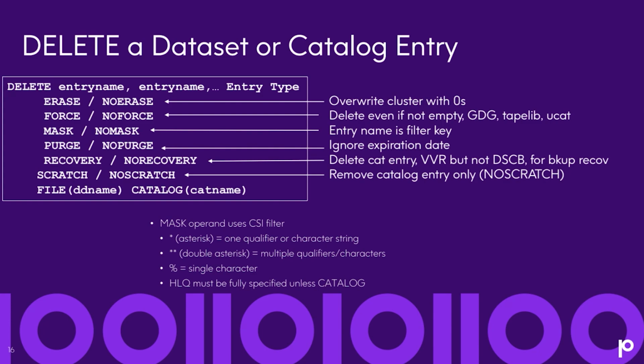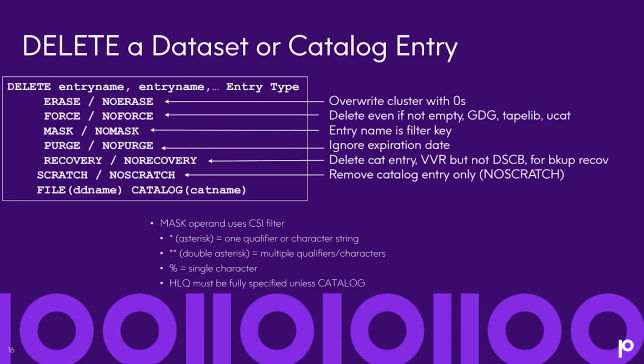There's a force or no force operand saying I'm going to delete a data set or delete a type of catalog entry, perhaps a GDG, perhaps a user catalog, some large type of entry, perhaps a tape library. It might not be empty. Maybe there are still generations in the GDG. Maybe there are still entries in the tape library user catalog.